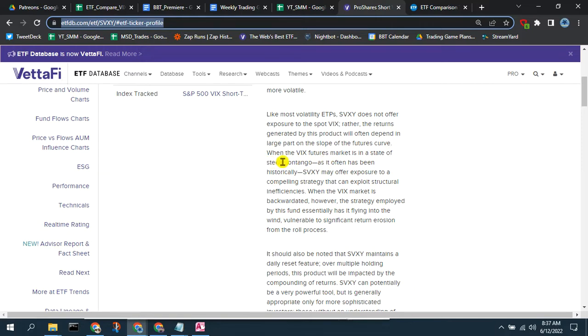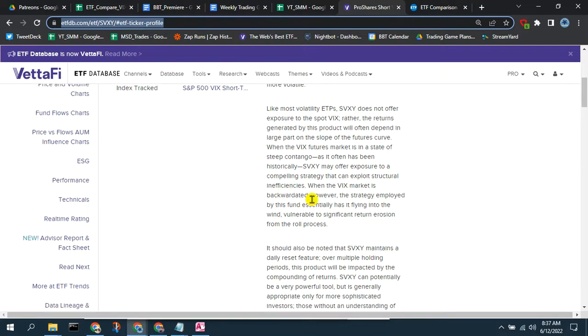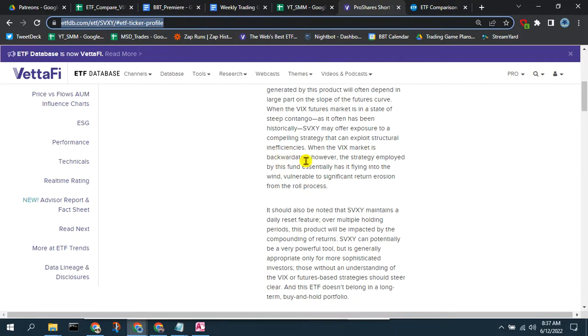What are the pros and cons? We can see that when the VIX futures are in steep contango, as it has most often been historically, it is a compelling strategy to exploit structural inefficiencies. When the VIX is in backwardation, though, it's vulnerable to significant return erosion. So again, it's important to know when this is beneficial, which is when the slope of the VIX is in contango versus backwardation.